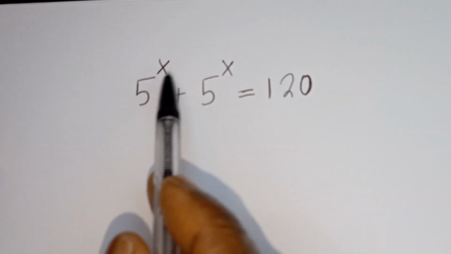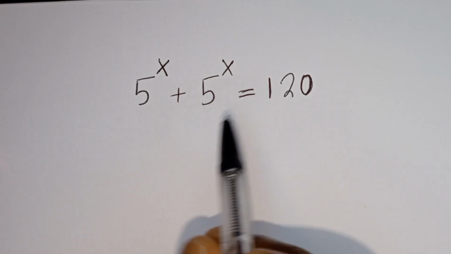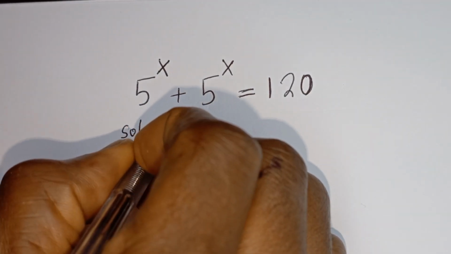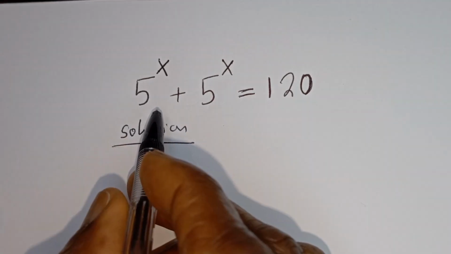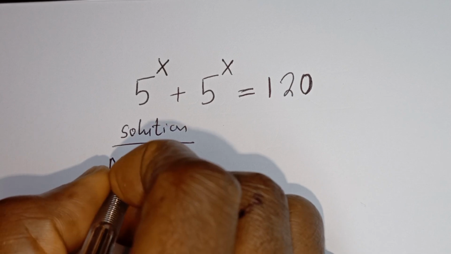Hello, how to solve for x in this equation: 5 to the power of x plus 5 to the power of x is equal to 120. Solution. Here we are going to make use of two methods. Let's consider the first method, called method 1.